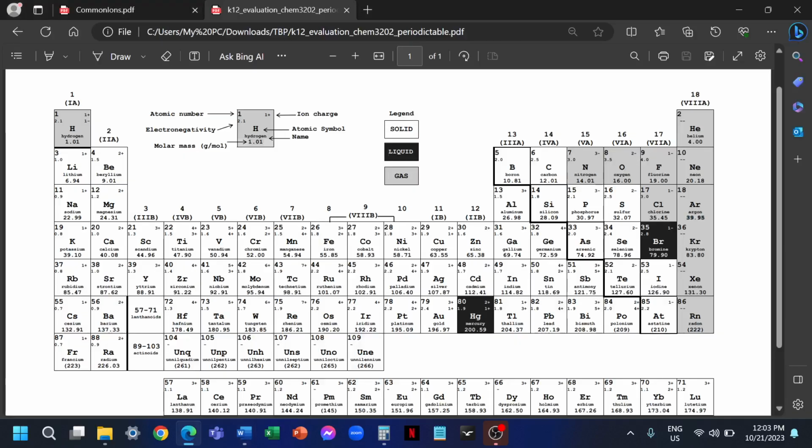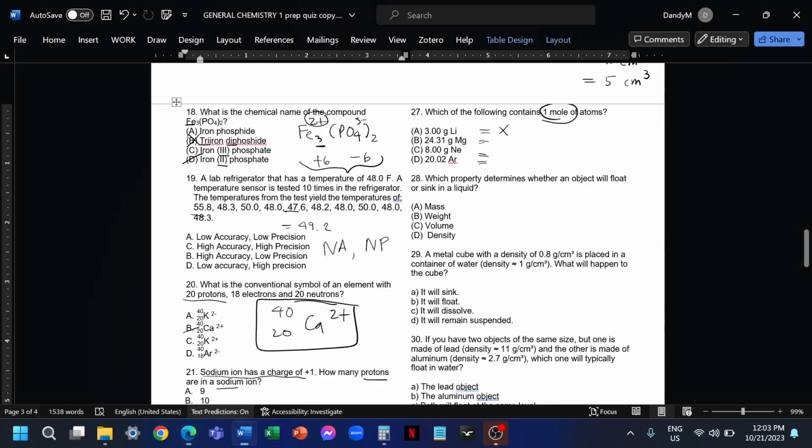Magnesium, 24.31. So that's the molar mass. Again, the molar mass is the 1 mole of that substance. So it's possibly letter B. But let's check the other choices.